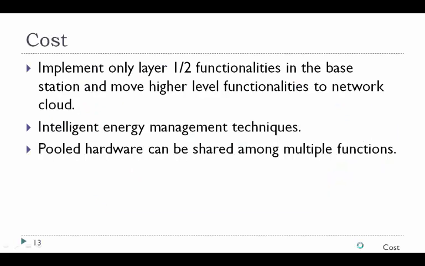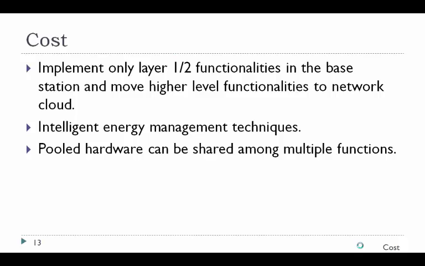Intelligent energy management techniques provide a viable means to reduce overall network operations cost. Energy efficient hardware design, low power backhaul, and intelligent energy management techniques, especially in ultra-dense networks to put base stations to sleep when not in use, can all contribute to reduce the cost of operating a 5G network. Moreover, pooled hardware resources can be shared among multiple functions, thus realizing multiplexing gains and lowering the amount of necessary hardware.